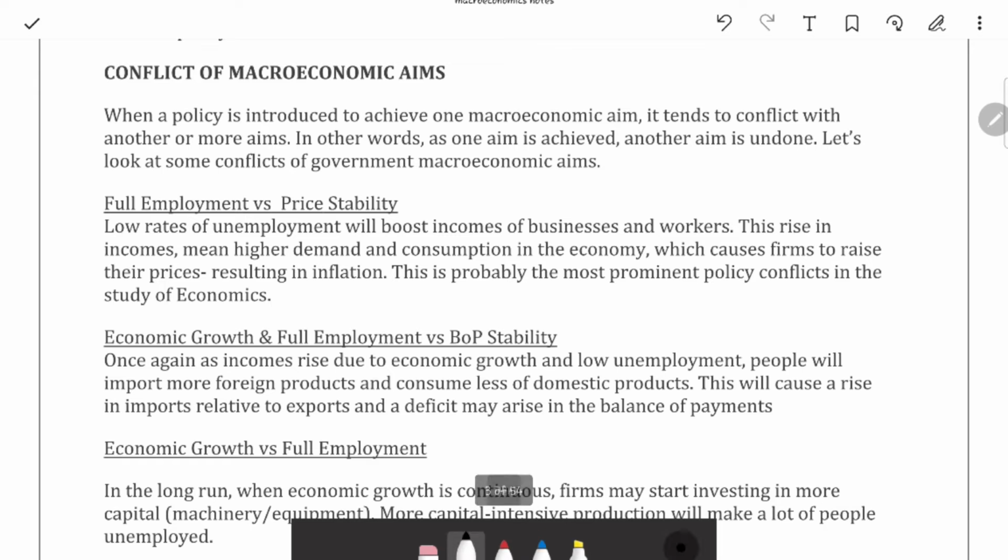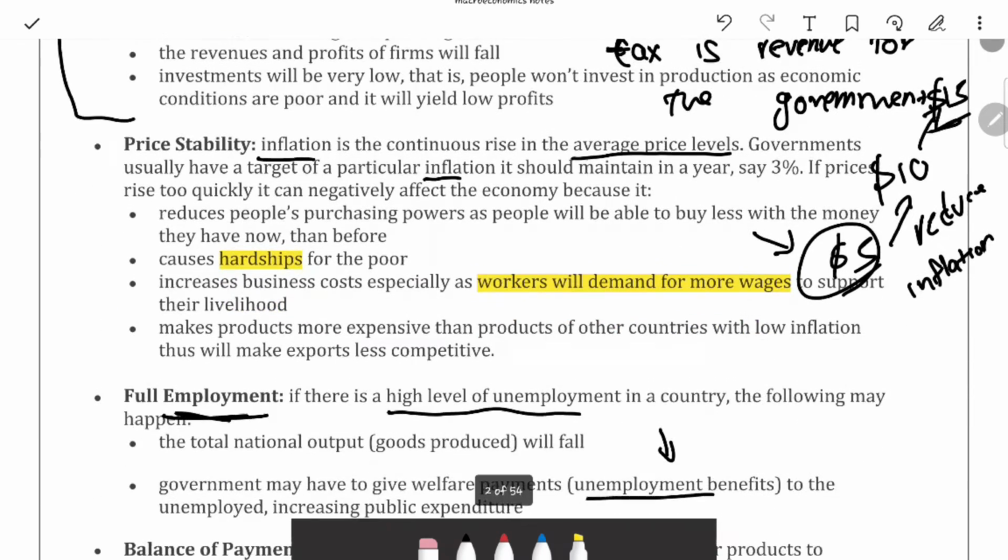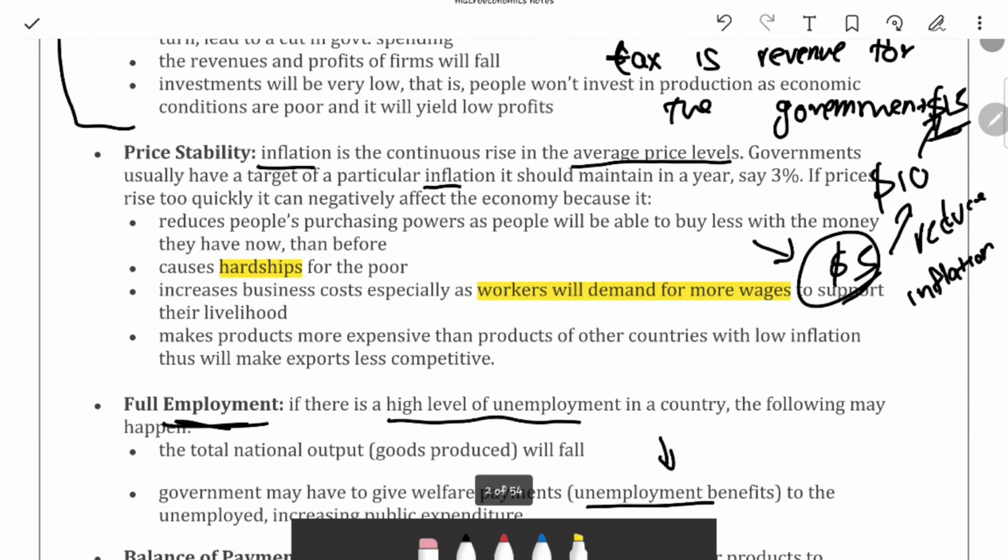Okay, so now we have a look at the conflict. Because when our government tries to do one aim, they will spoil another aim. And that's where we come to the conflicts of macroeconomic aims. So it's very important for the government to decide which aim they should target most compared to the other one. The first one is full employment versus price stability. Full employment is, remember, when you employ the workers, and price stability is simply to avoid inflation.